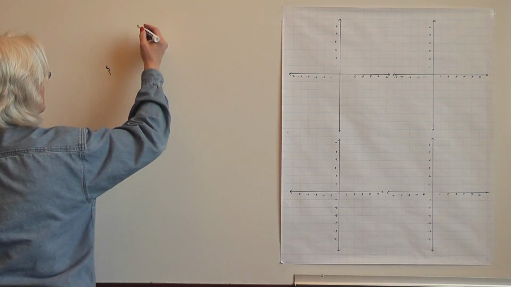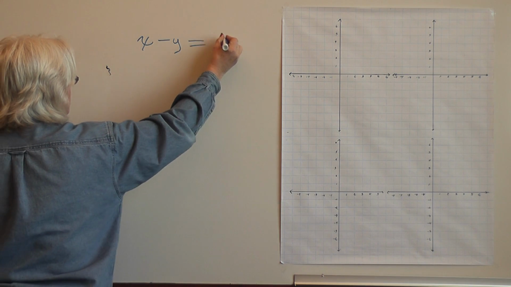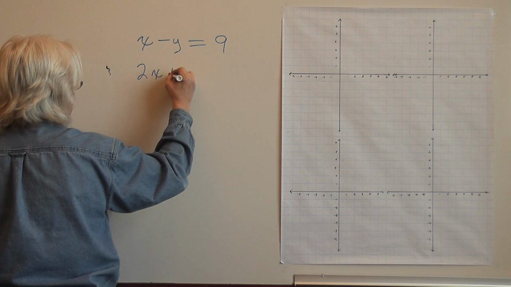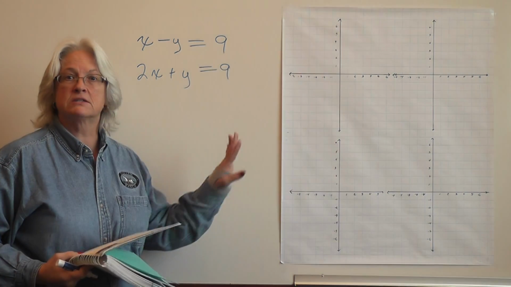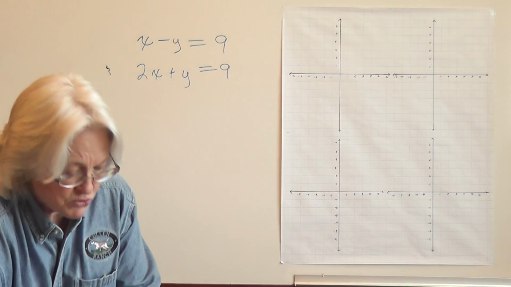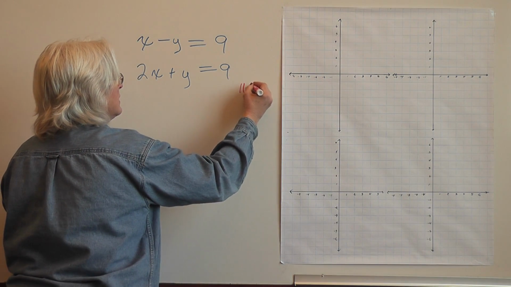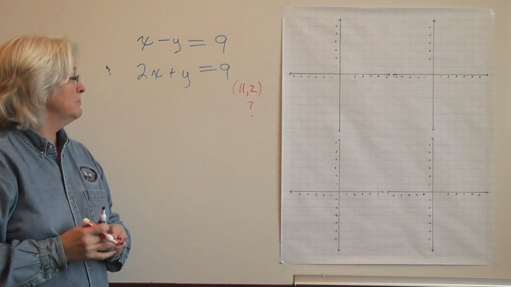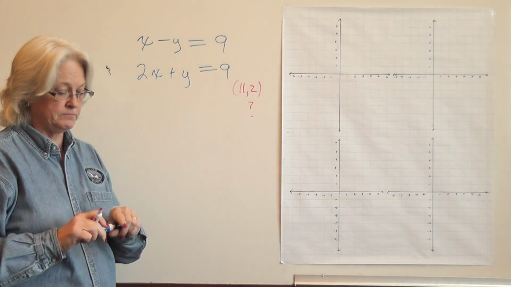So we have a system of equations. We have x minus y is equal to 9, and we also have 2x plus y is equal to 9. This is what we call a system of equations. It's simply two equations, and we want to know, is it true that the ordered pair, the point (11, 2), is a solution to this system? Meaning, will (11, 2) work in both of these straight lines here?